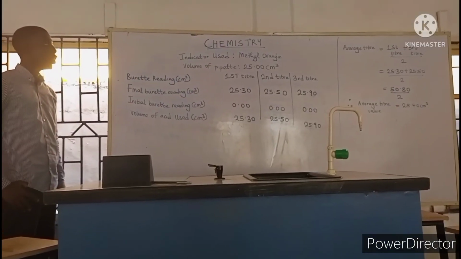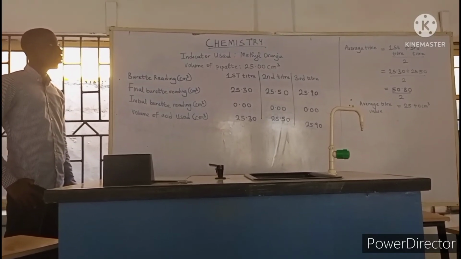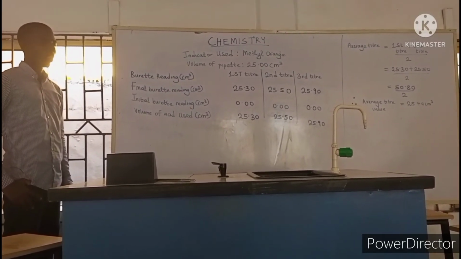Number two, the volume of pipette used must also be indicated. Now, we have two types of standard pipette. Some pipettes are calibrated in such a way that they can only measure 20 centimeter cube of the base, while some have 25 centimeter cube as their calibration. As a result of that, when you are reporting your practical, the volume of pipette used for that titration experiment should be recorded. Now, in this video, I'll be teaching you guys how to report your titration experiment.